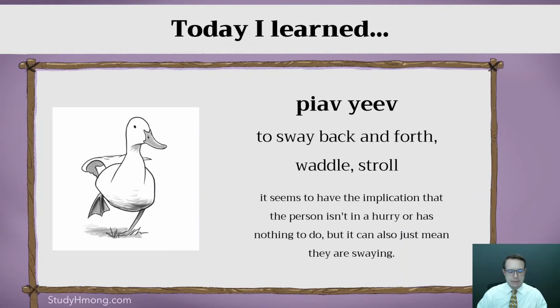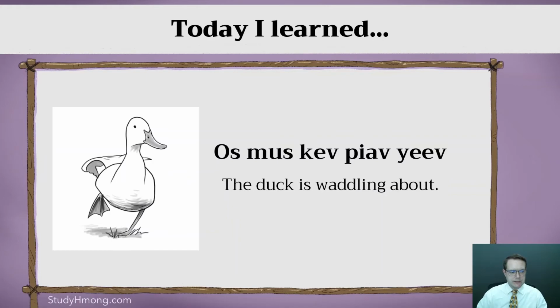Another example, bia ying. And this can mean to sway back and forth, to waddle, to stroll. I've noticed that it seems to have the implication of not necessarily just swaying back and forth, but someone casually strolling. They don't have much to do. So one example is like the picture, all mu gay bia ying. The duck is waddling about, or it's walking while waddling.